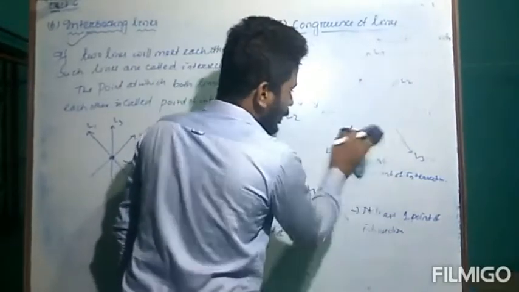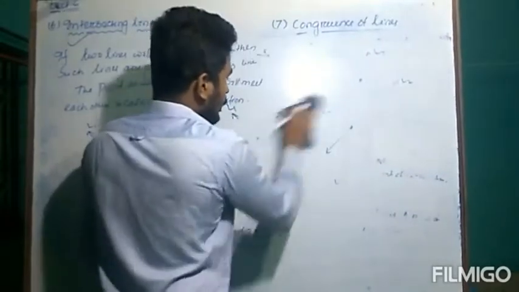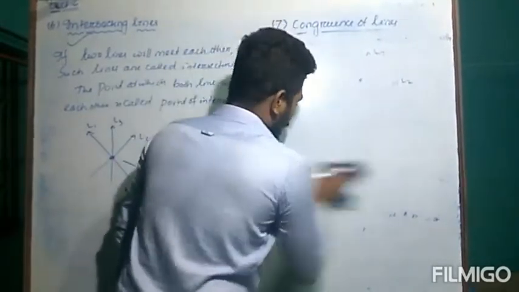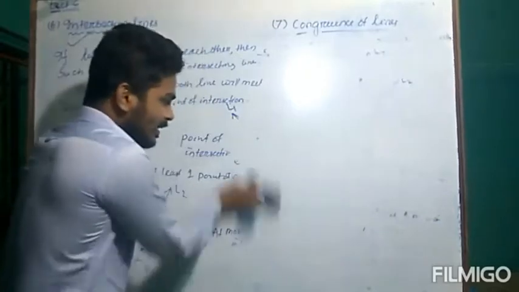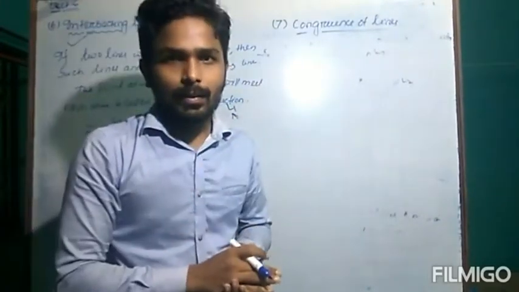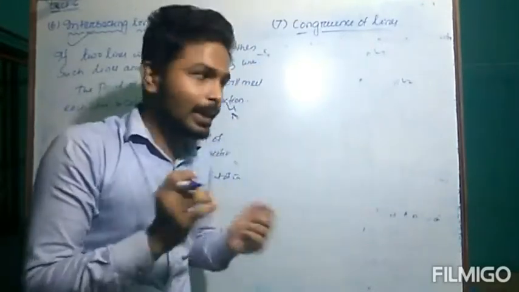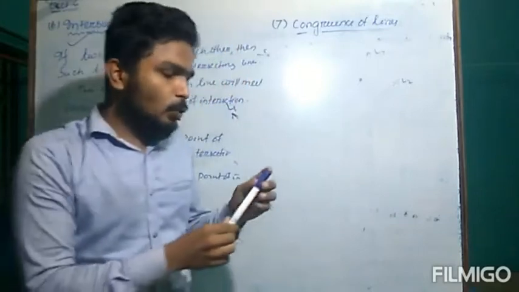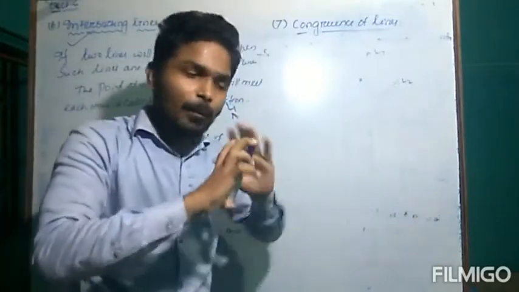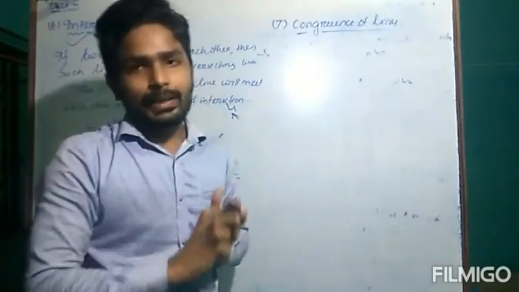Next we will discuss congruence of lines. What is congruency? Congruency means if any two objects are completely equal, then they are known as congruent. Any two objects you can take. Suppose you take two markers of this shape, completely equal, then these two are known as congruent.